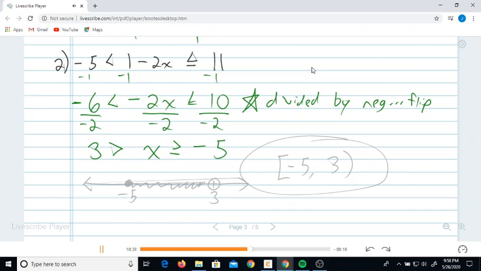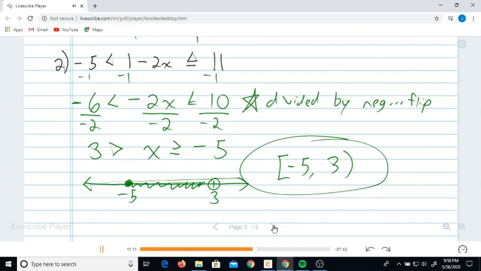This is where a graph can be very useful to help get our bearings straight, because -5 is actually to the left of 3 on the number line. The flip has messed us up a little bit, so this is where the number line can be really useful. -5 is getting a closed dot, 3 is an open dot, x is in between. So our solution set is anything in between -5 and 3, including -5. Alright, that is compound inequalities.